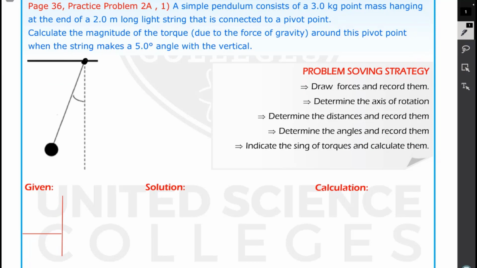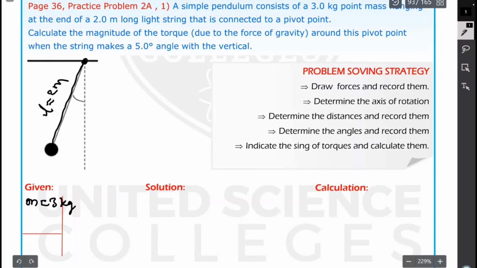A simple pendulum consists of a 3 kilogram point mass. So this mass here is 3 kilograms, m equals 3 kilograms, hanging at the end of a 2 meter long light string. Light string means you are going to neglect the mass of the string. So the length is equal to 2 meters, and it is connected to a pivot point. Pivot point means the point from which you suspended it. This is the pivot.